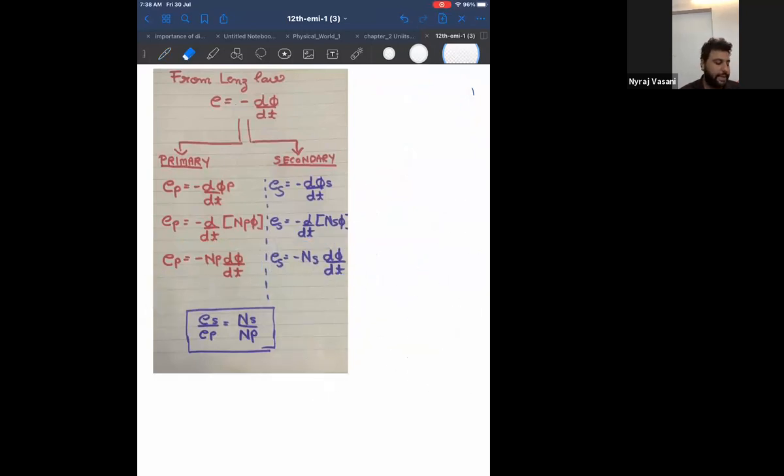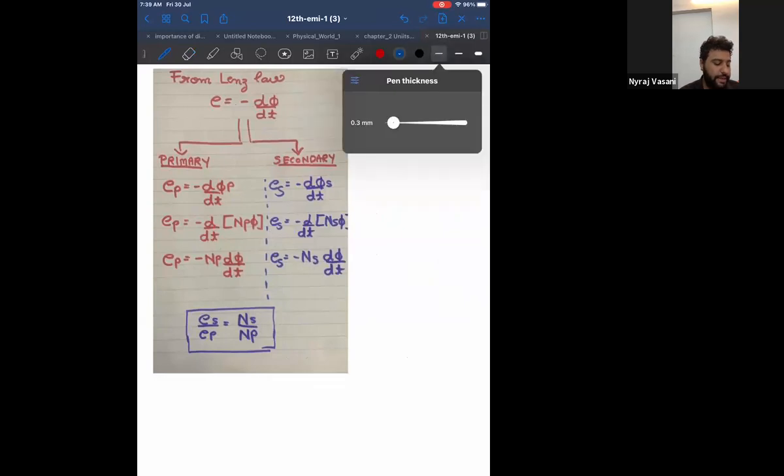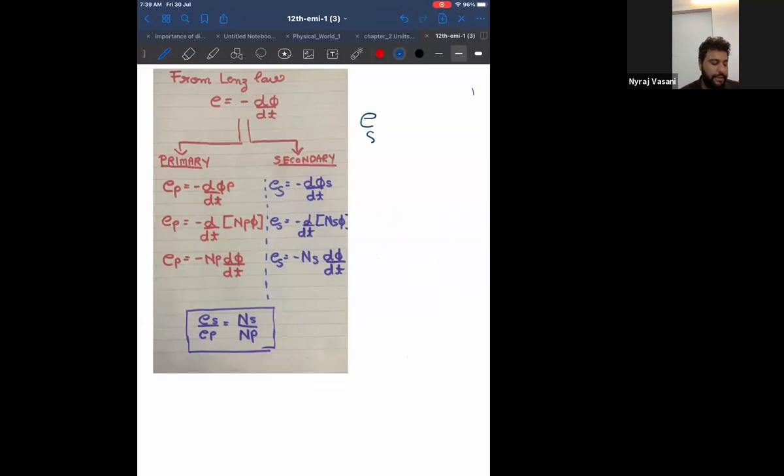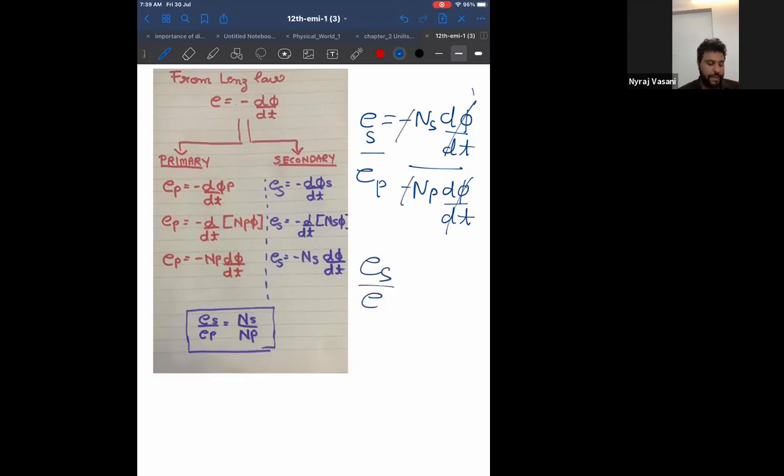If I divide ES and EP, let me show you. What is the ES formula? ES is equal to minus NS d phi by dt, upon EP, which is minus NP d phi by dt. So d phi by dt and d phi by dt will cancel. Minus and minus will cancel. Therefore, you have ES by EP is equal to NS by NP.